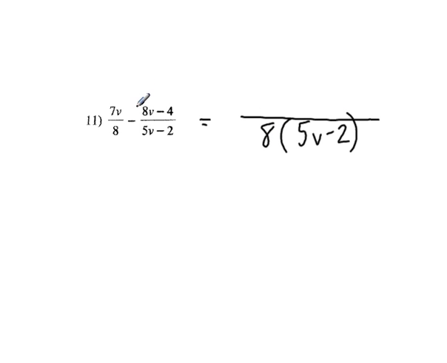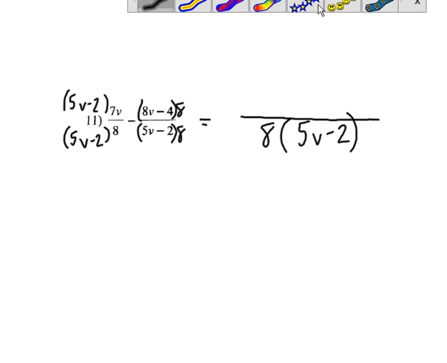To be able to combine my two numerators together, the fraction on the right needs to be multiplied by an 8 on the top and bottom. The fraction on the left needs to be multiplied by a 5v minus 2 on the top and on the bottom. You notice that on both of these, 5v minus 2 times 8, let me highlight those, and 5v minus 2 times 8, they're the same. That's my common denominator. I can leave that alone.